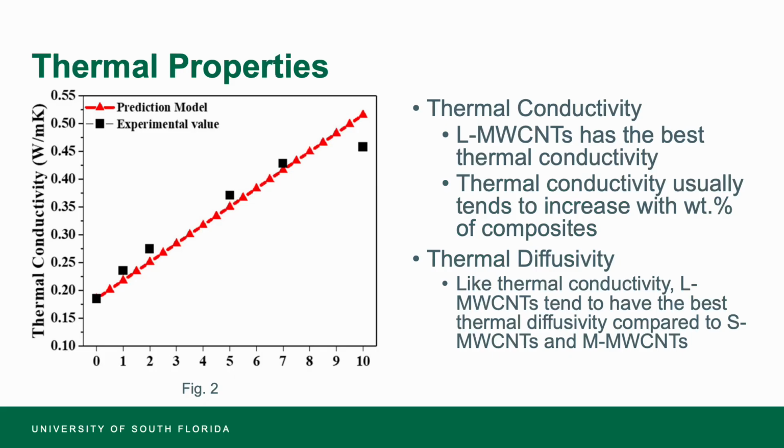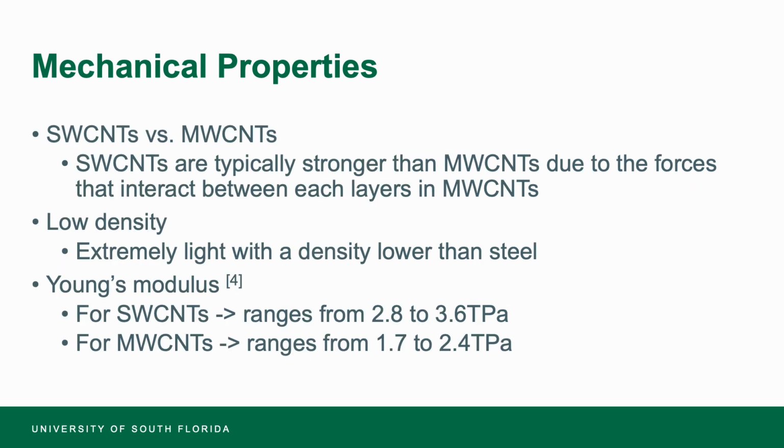Starting off with thermal properties, for long multi-wall CNTs, they have the best thermal conductivity. Thermal conductivity usually tends to increase with weight percent of composites. In comparison, like thermal conductivity, long multi-wall CNTs tend to have the best thermal diffusivity compared to short multi-wall CNTs and medium-length multi-wall CNTs. So for mechanical properties, single-wall CNTs are typically stronger than multi-wall CNTs due to the forces that interact between each layer in multi-wall CNTs.